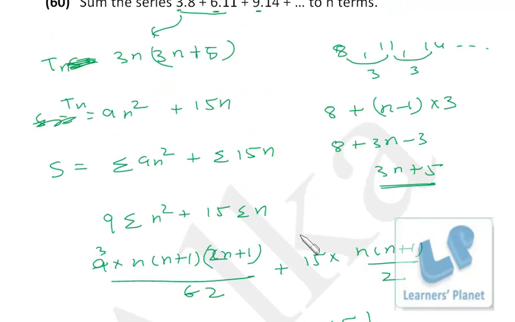So the important thing is, first of all, you have to find out the nth term. After finding out the nth term, do the summation, so you'll be able to get the sum of the sequence. Okay.